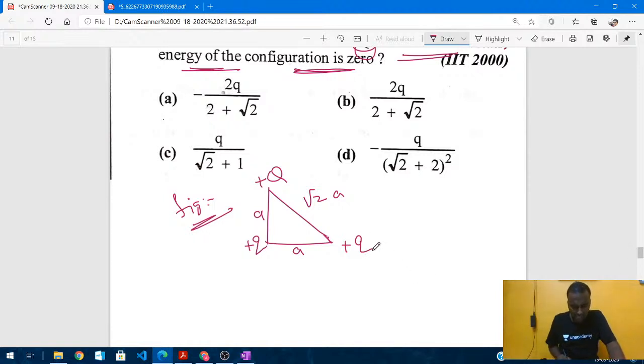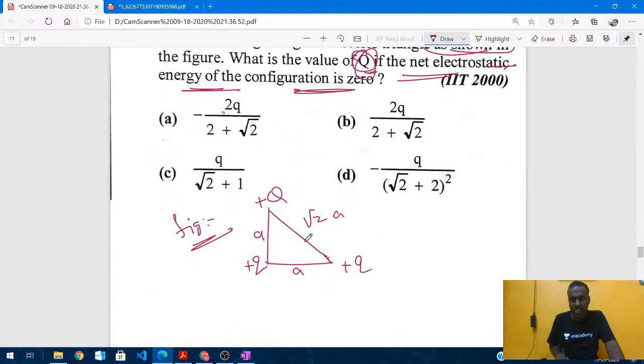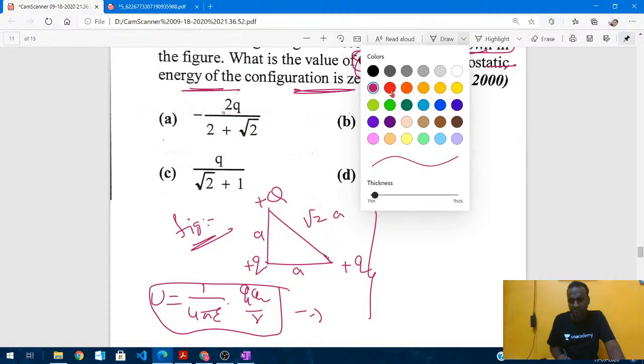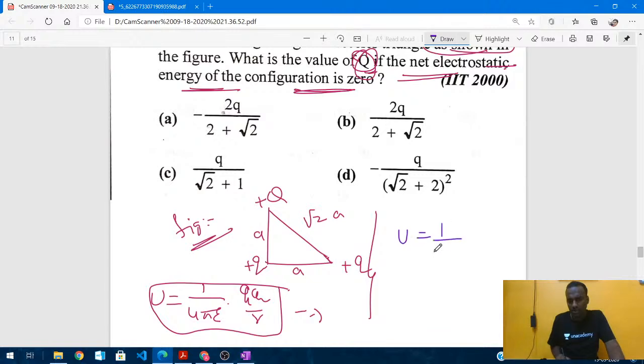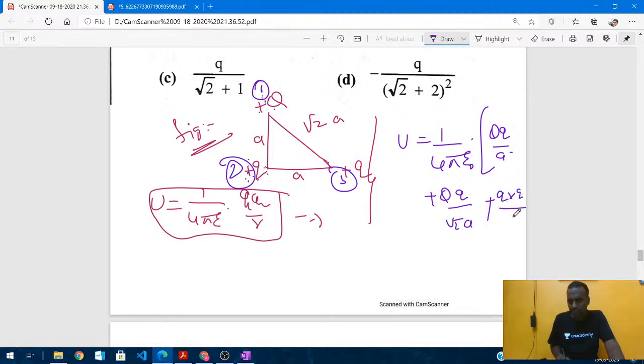Yes, students. What is the capital Q value? The question asks what is the value of capital Q. See students, potential energy, the basic definition is 1 by 4 pi epsilon naught Q1 Q2 by R. But whenever a group of charges is present, remember that U is equal to 1 by 4 pi epsilon naught, a term you can take common. Please write down: first charge, second charge, capital Q into Q by A. First charge, then third charge, plus capital Q into Q by root 2 A. Next, second with 1 no need to do because 1 and 2 already came; 2 and 1 reversely is not required. So 2 into 3, that is Q into Q by A. So this will be the electrostatic potential energy.